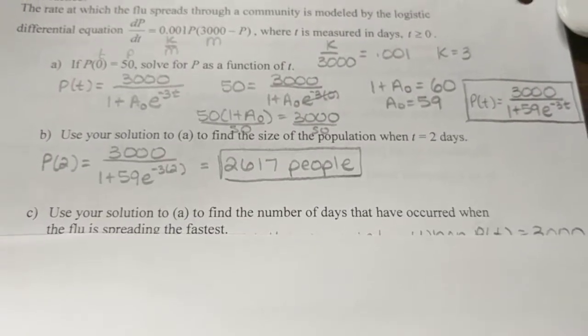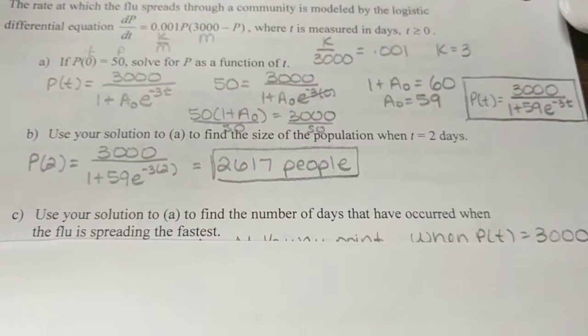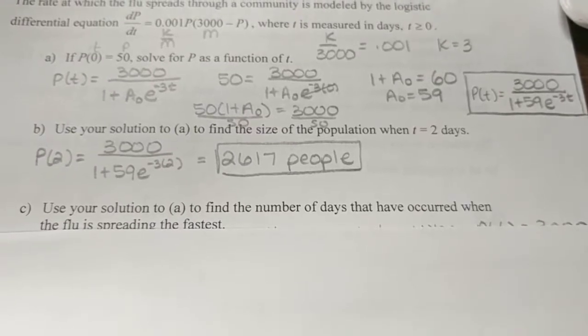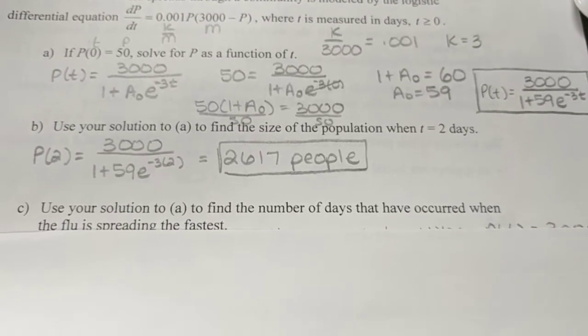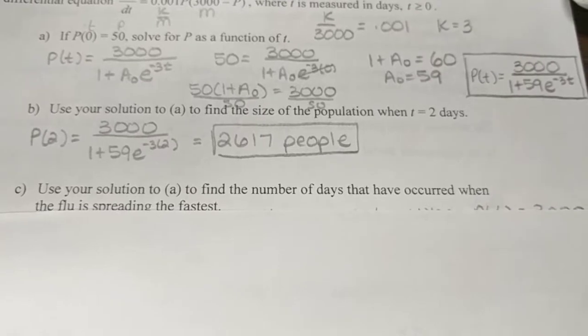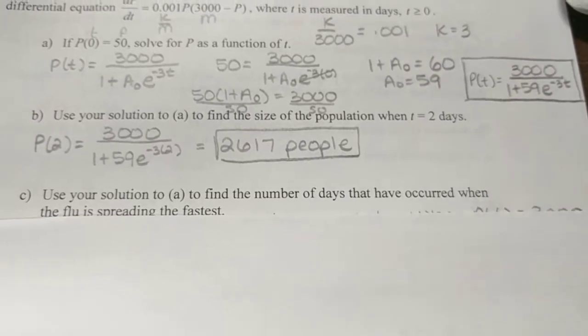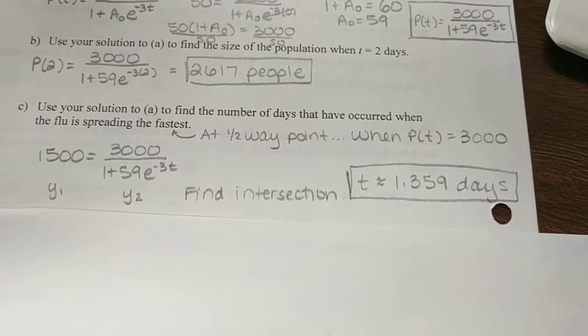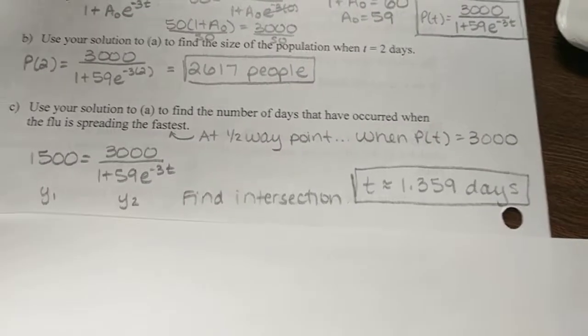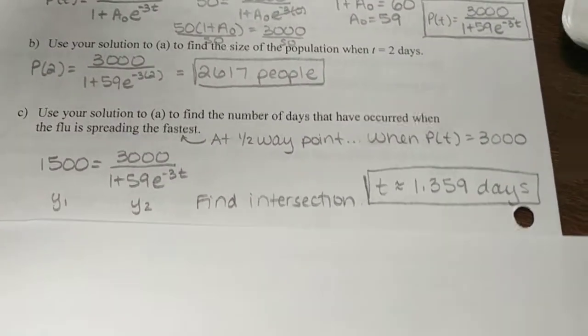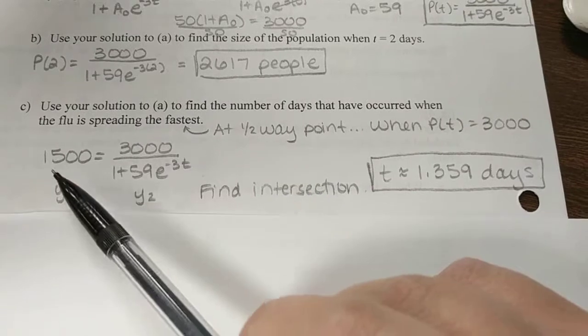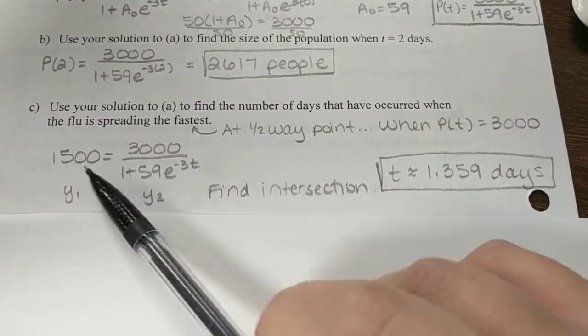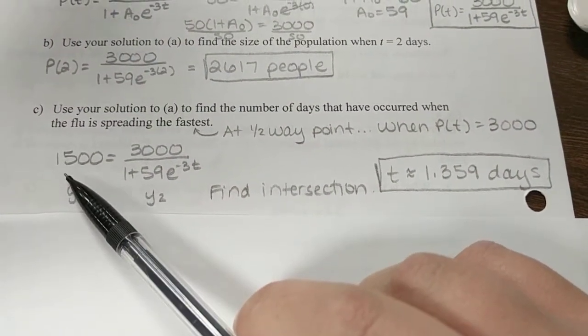Part C says use your solution from part A to find the number of days that have occurred when the flu is spreading the fastest. So remember the hints that I told you about that. Go ahead and figure that one out. We need to remember that the flu spreads the fastest at that halfway point. So half of that carrying capacity is at 1,500. So we want to know when is the population at 1,500.